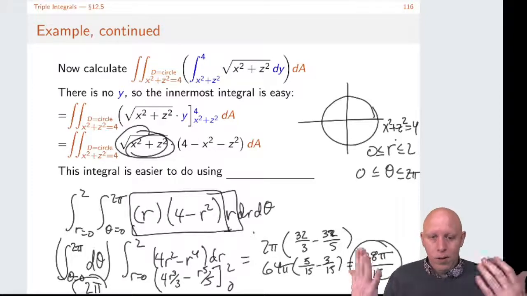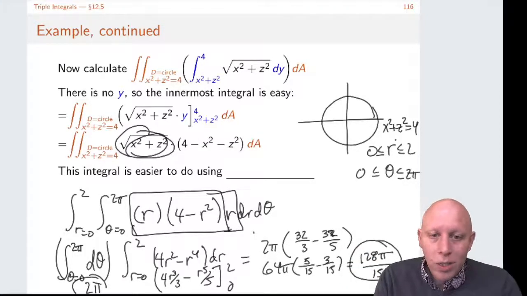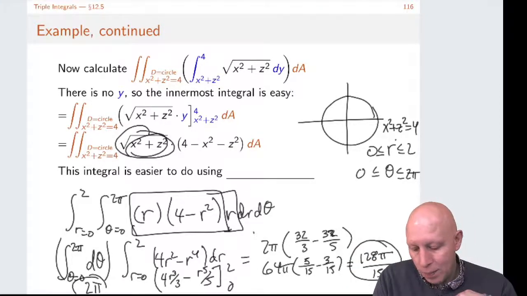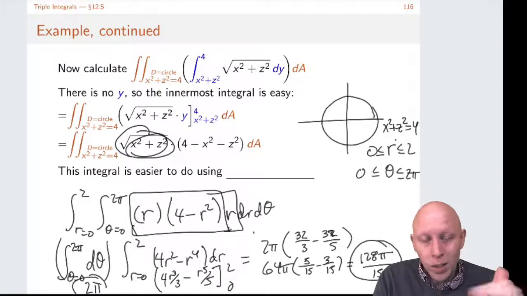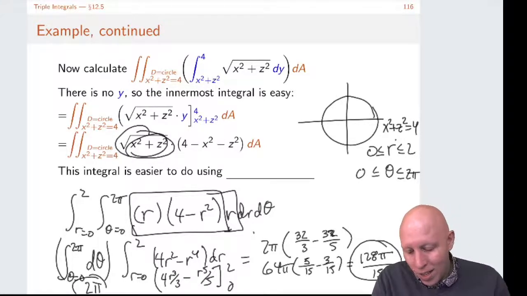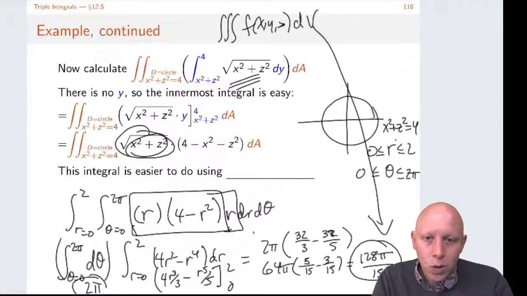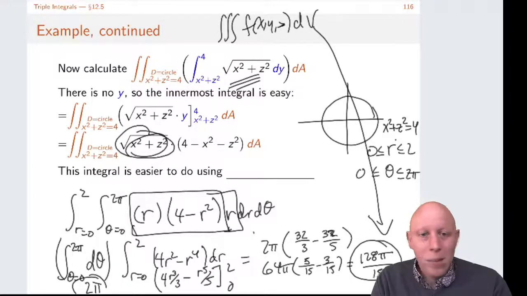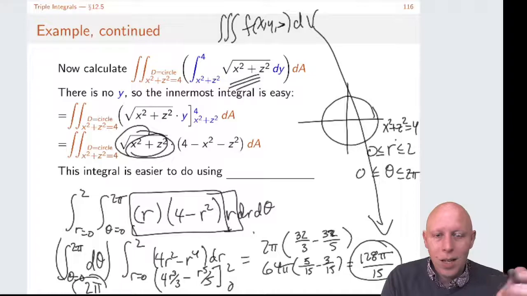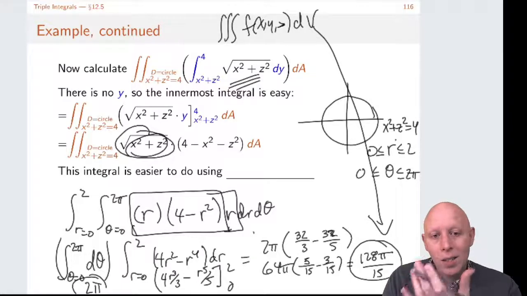And so what's the interpretation of this? The interpretation is that when you take the triple integral of this function, dV, you get this as your answer. So if this function is, for example, a mass density, then this is telling us what the total mass of that three-dimensional object is.